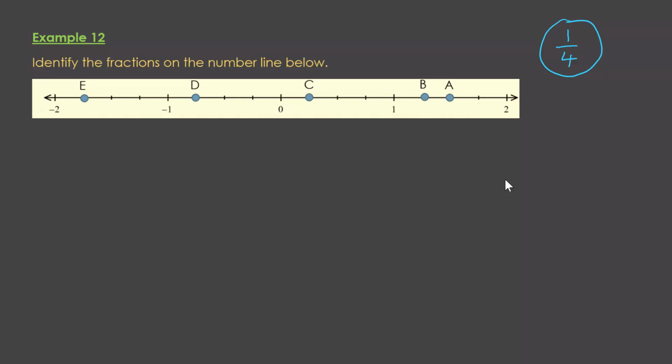So if I start with A, which is just here, that is at 1 and 2 quarters. 2 quarters is the same as a half. You should know this, but we'll probably look at something like this shortly anyway. So A is going to be 1 and a half.